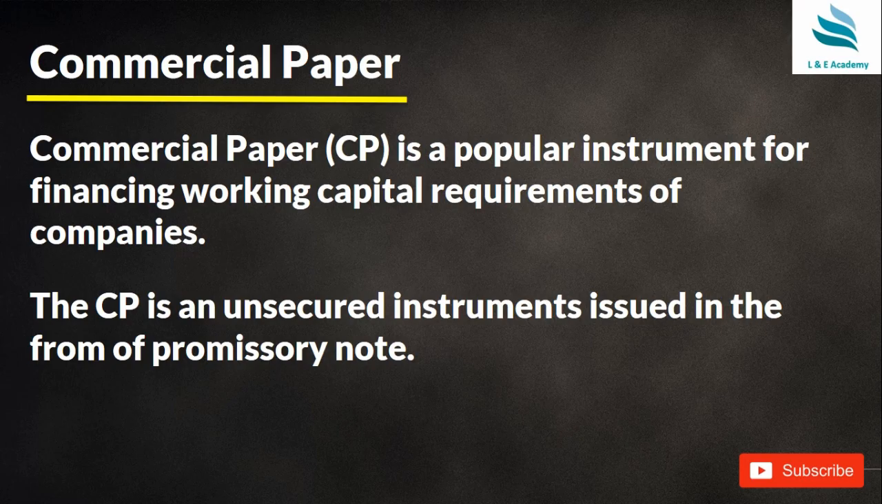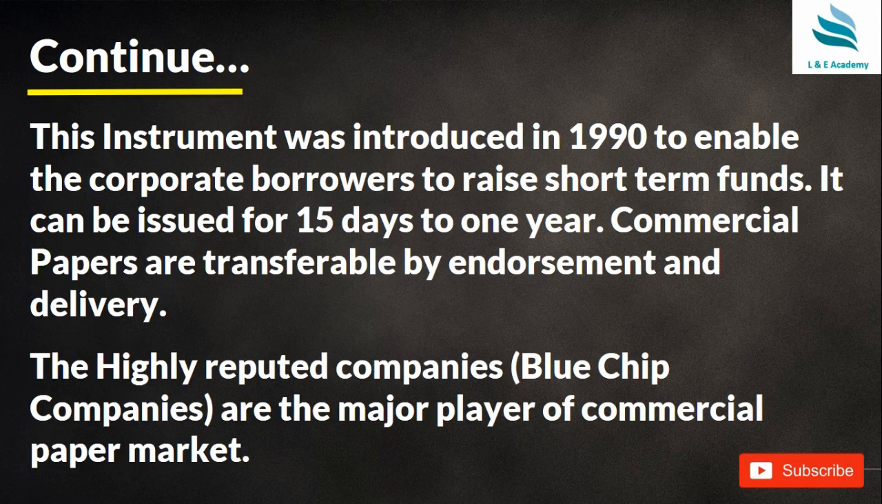So, the companies can come in the money market and buy or sell commercial papers. Now, the instrument was introduced in 1990 to enable the corporate borrowers to raise short term funds. It can be issued for 15 days to 1 year. Commercial papers can be transferred by endorsement and delivery. So, if I buy a commercial paper, it can be transferred to a different entity.